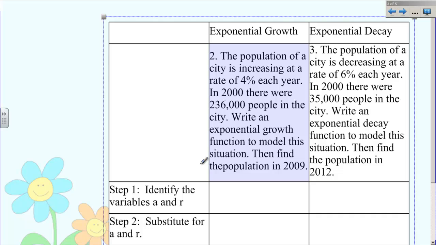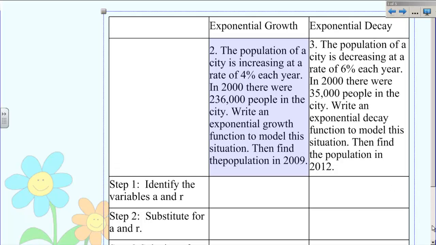So let's do an example. We're going to do exponential growth first. The population of a city is increasing at a rate of 4% each year. In 2000, there were 236,000 people in the city. Write an exponential growth function to model this situation, then find the population in 2009. First thing we have to do is be able to write a function to model this situation.